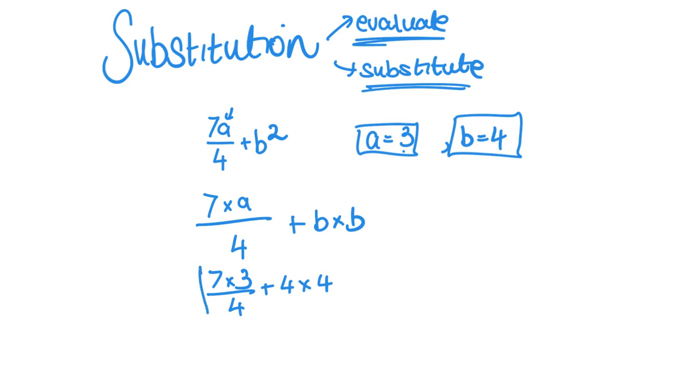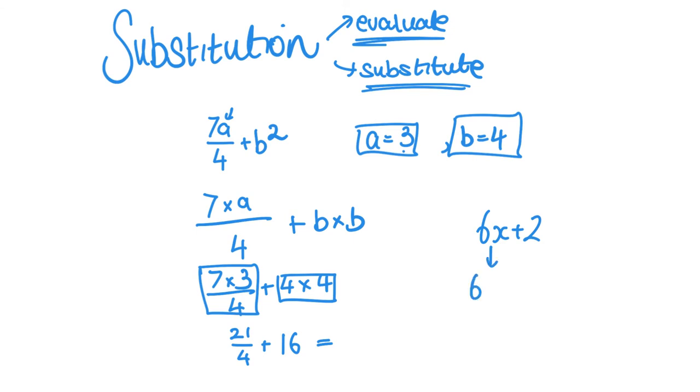Alright, let's do it bit by bit. Let's focus on the fraction. So this is 21 over 4 plus, and remember BIDMAS, you're going to do your multiplication first. Whatever the answer is to that is your final answer. So my recommendation for these substitution questions, even if it's something like 6x plus 2, is to write out, and remember this is 6 times x plus 2. So if x is equal to 1, this would be 6 times 1 plus 2. And BIDMAS, 6 plus 2 equals 8.